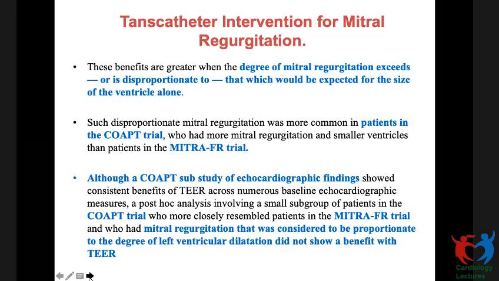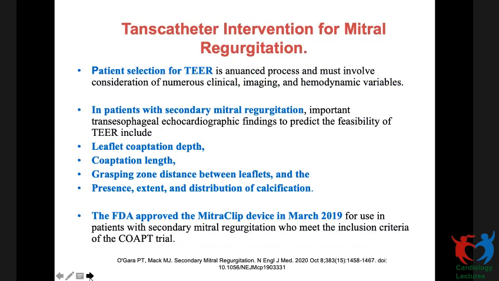Although a COAPT sub-study of echocardiography findings showed consistent benefits of TEER across numerous baseline echocardiographic measures, a post-hoc analysis involving a small group of patients in the COAPT trial who more closely resembled patients in the MITRA-FR trial, and who had mitral regurgitation that was considered proportional to the degree of LV dilatation, did not show any benefit with TEER. So patient selection for TEER is an evidence-based process and must involve consideration of numerous clinical, imaging, and hemodynamic variables.